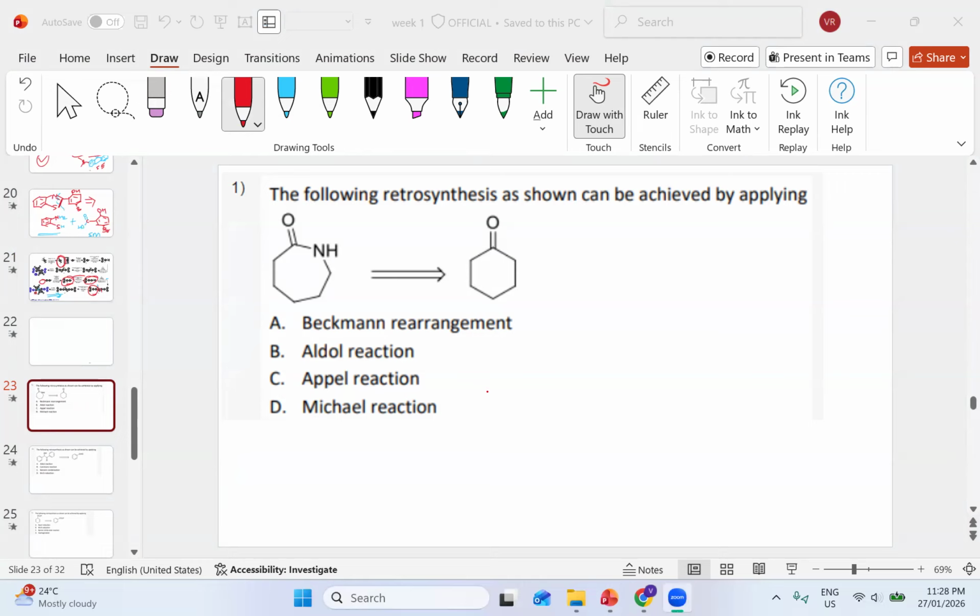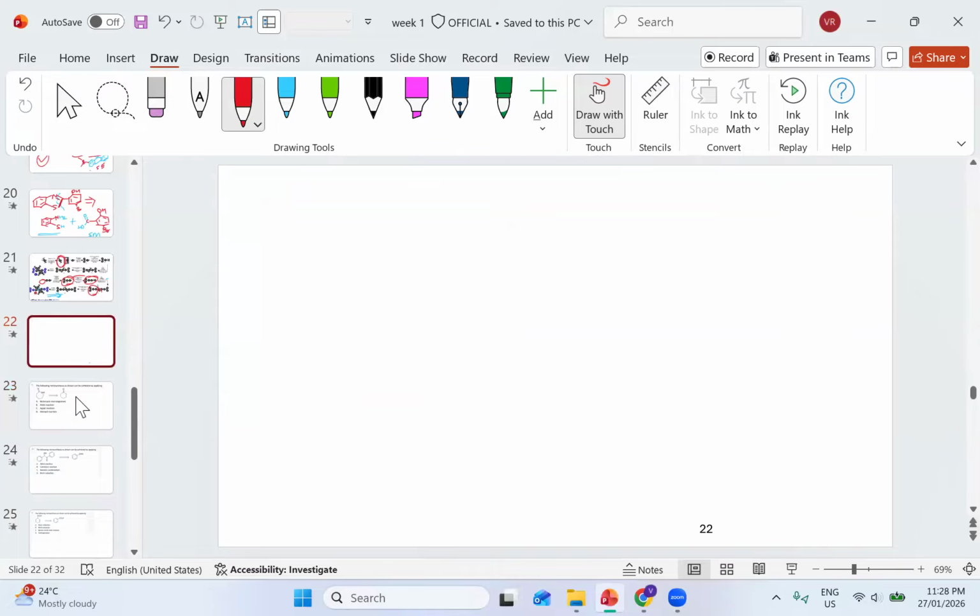And the questions mostly come from the assignment. All the assignment questions are generally similar, and the concepts are similar. Does anyone have any other doubt?